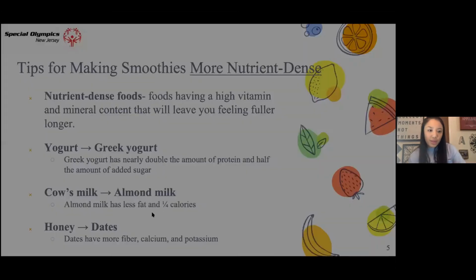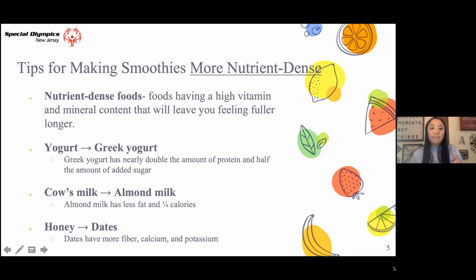So to go along with that, I had put in for this session a little sheet for tips and recommendations for making smoothies more nutrient dense. Has anyone ever heard of the term nutrient dense? If you look here, it says that nutrient dense foods are foods that have a high vitamin and mineral content that will leave you feeling fuller longer.